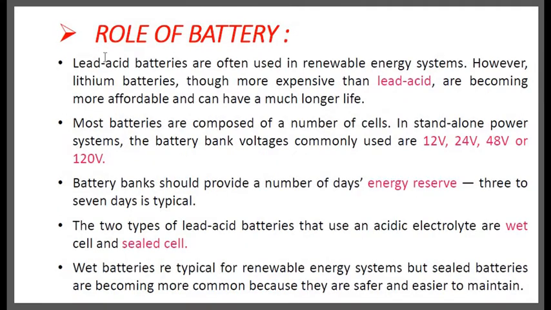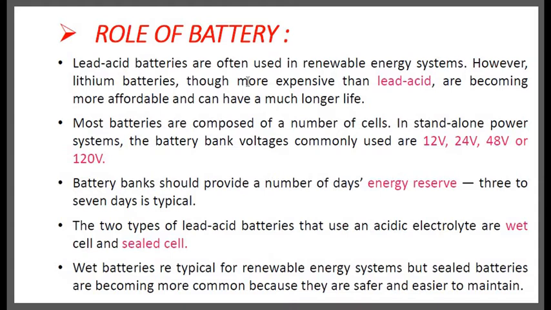Now, the role of the battery. Lead acid batteries are often used in renewable energy systems. However, lithium batteries, though more expensive than lead acid, are becoming more affordable and can have a much longer life. Most batteries are composed of a number of cells. In stand-alone power systems, the battery bank voltages commonly used are 12 volt, 24 volt, 48 volt and 120 volt. So battery banks should provide a number of days of energy reserve.